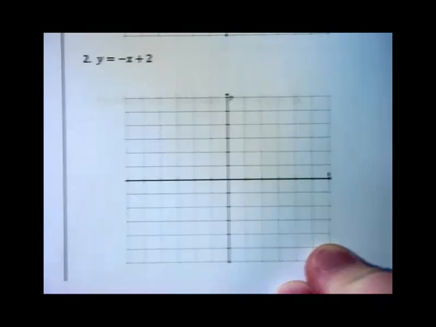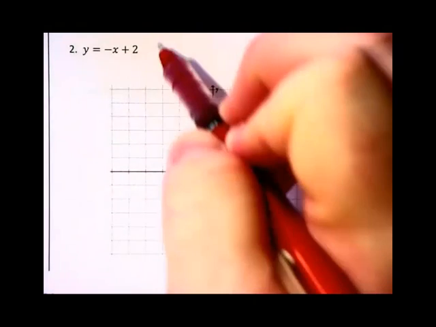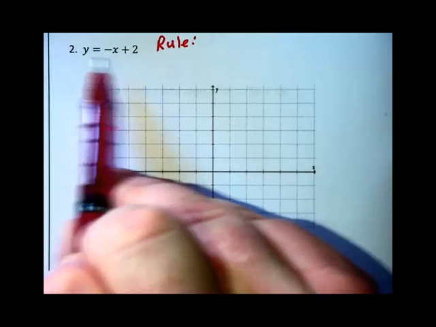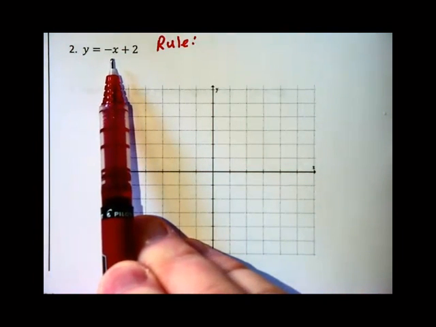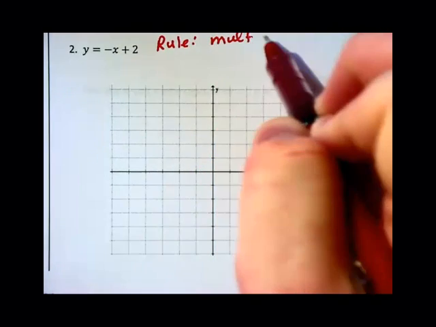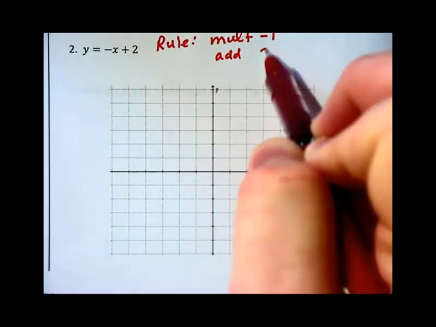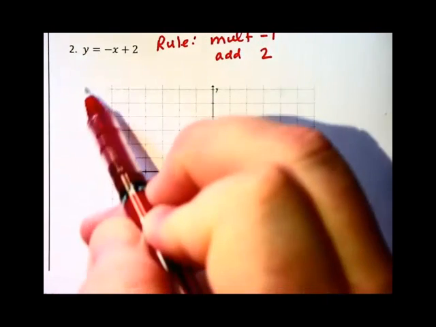Okay, let's do this again with another equation. We look at the formula, we look at that equation, we say, okay, what is my rule? What do I do to the x to turn it into a y? Well, order of operations says the first thing we would do to x is multiply it by negative 1. So I'll write multiply by negative 1, and then we would add 2. So 2 steps for each x value to become a y value.